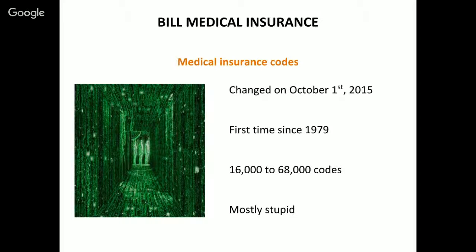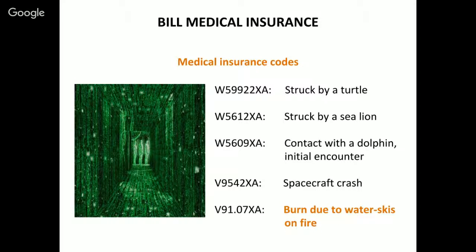It was just changed in this month. Well, excuse me. If you're listening to this later, this is the month of October 2015, but it was changed October 1st, 2015, the first time since 1979. And you can see, just as is sort of what we can expect from our federal government, they added 68,000 codes. I guess they increased it from 16,000 to 68,000, excuse me. And most of them are silly. Okay. Some of our favorites we wanted to include on here.